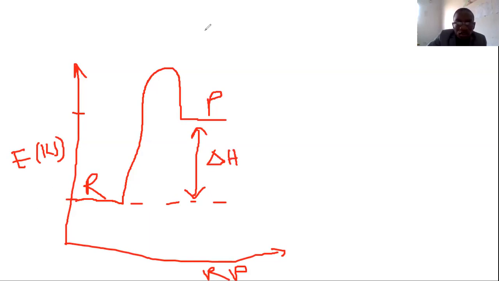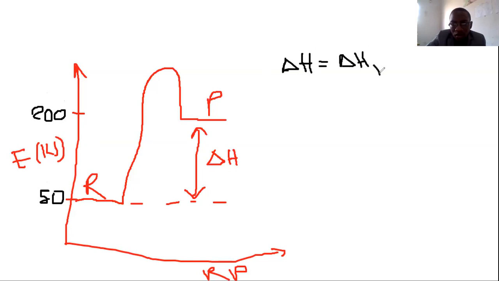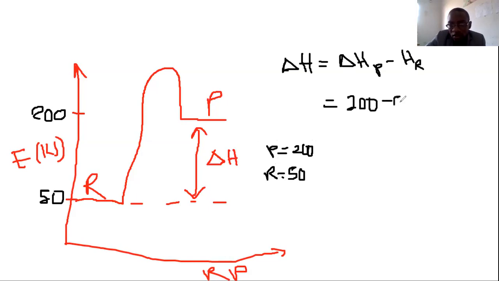So let's say this is 50 kilojoules. So the reactants are sitting on 50, and then the products are sitting on 200. So let's calculate the enthalpy change. So the enthalpy change will be given by the overall energy of the products minus the energy of the reactants. So for the products we have 200, and for the reactants we have 50. So substituting these numbers in the formula, we have 200 minus 50. When we subtract, we'll have a 150.